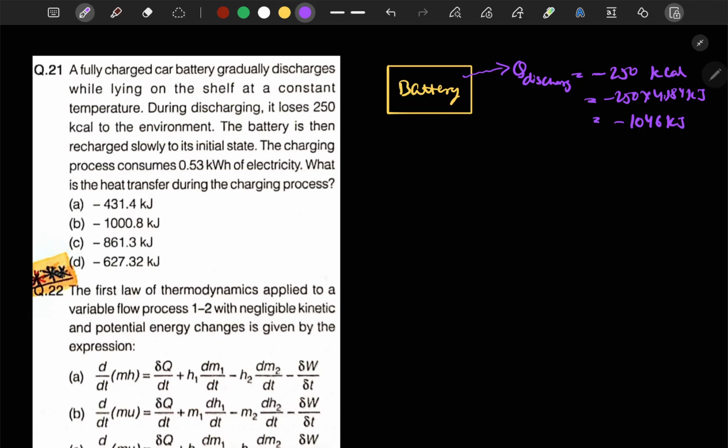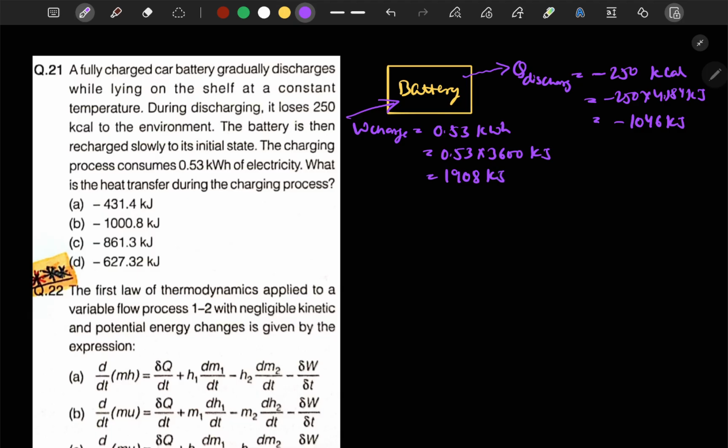Okay, and now the other thing mentioned is that work is supplied during charging. For W charge we have been provided 0.53 kilowatt hour. We can multiply it by 3600 to get kilojoule. Okay, so this will come out to be 1908 kilojoule.